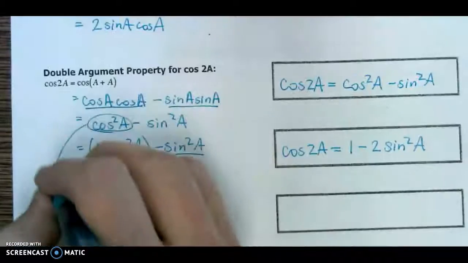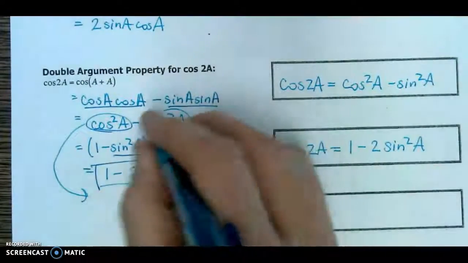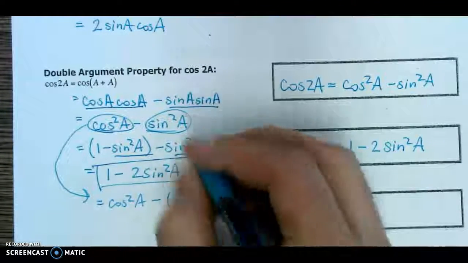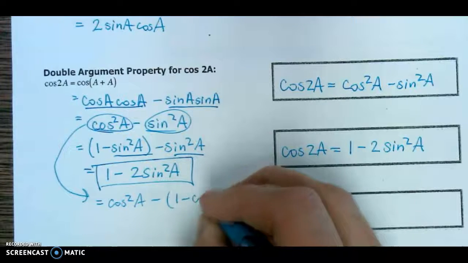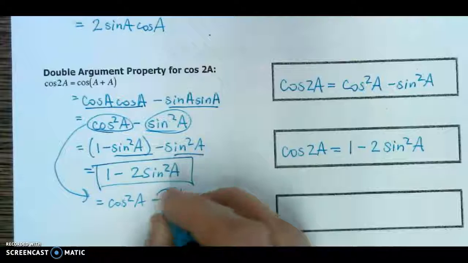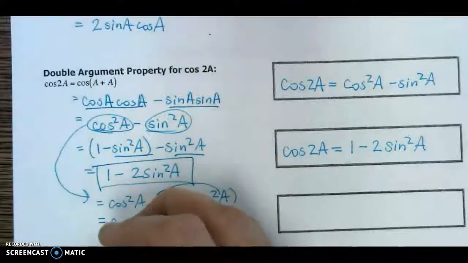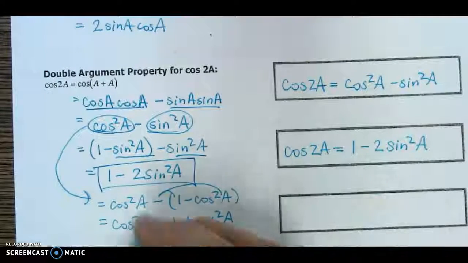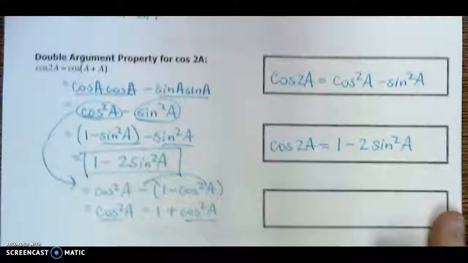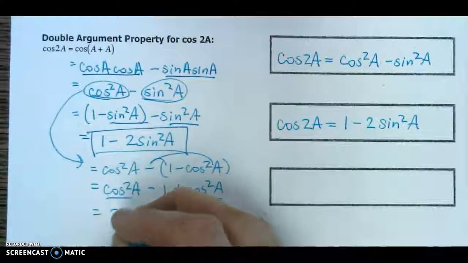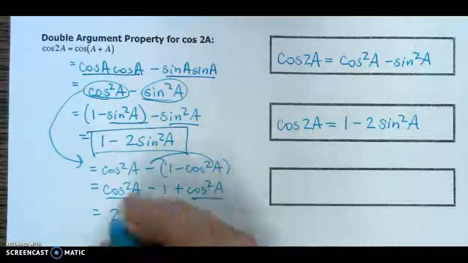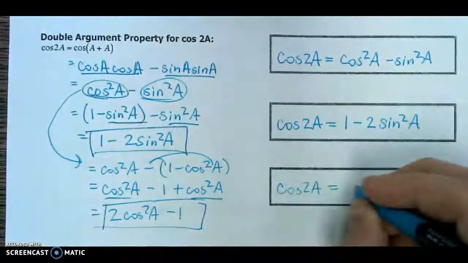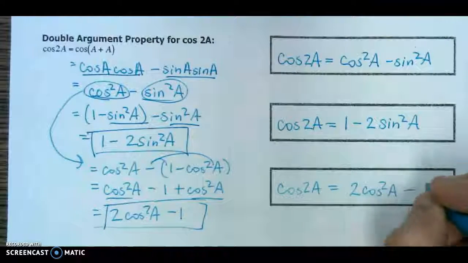Now what if I go back here and instead of changing cosine, change the sine squared instead? So we're going to leave the cosine, and I'm going to change sine squared into its Pythagorean property, which is 1 minus cosine squared. Then you're going to distribute your negative, and you get cosine squared minus 1 plus cosine squared. The cosine squareds go together, and you get 2 cosine squareds. And then there's a minus 1. So that is our third property. So cosine of double A equals 2 cosine squared of single a minus 1.